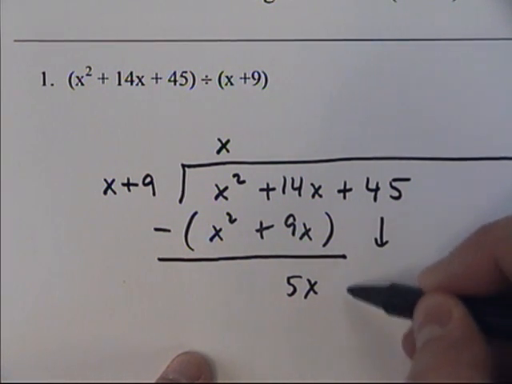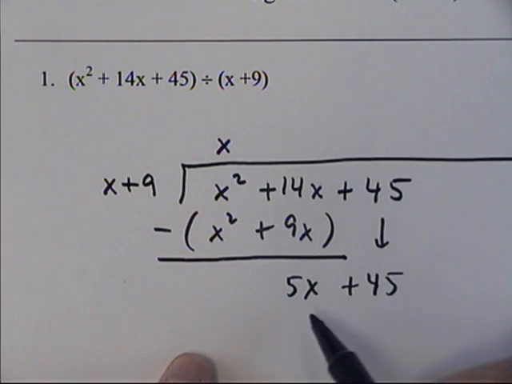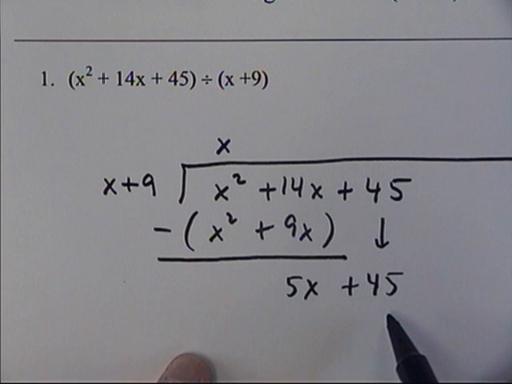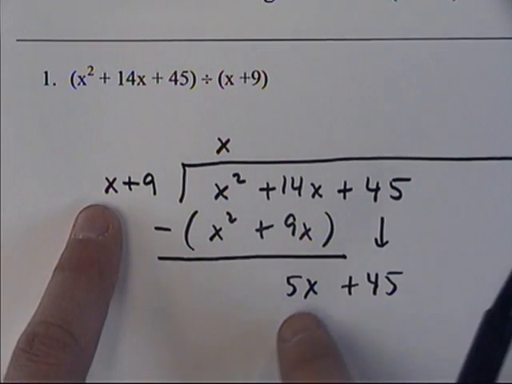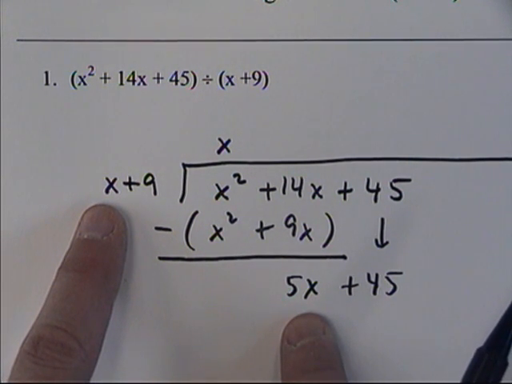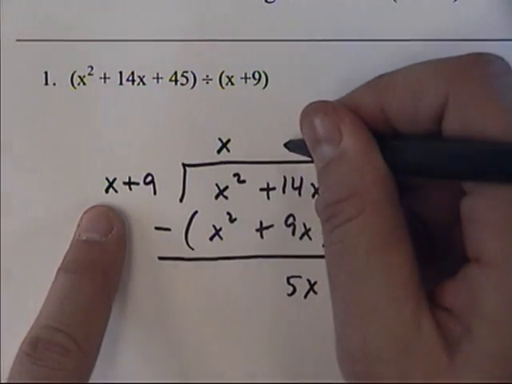Now we're going to need to bring down another term because we're dividing with a binomial. So we need at least two terms here, a binomial, to divide into. And the process starts again. We begin by looking at the first term here and the first term inside here, which at this point is 5x. And we ask ourselves the question, x times what is 5x? Well, that's 5.